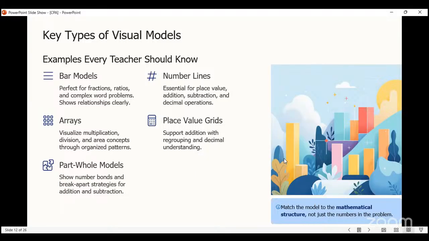It will teach you about number lines. It will teach you about arrays, place value grid, part whole models. You can find all this and all their explanations and examples for you to practice. You find them on the calculation policies. They are there.